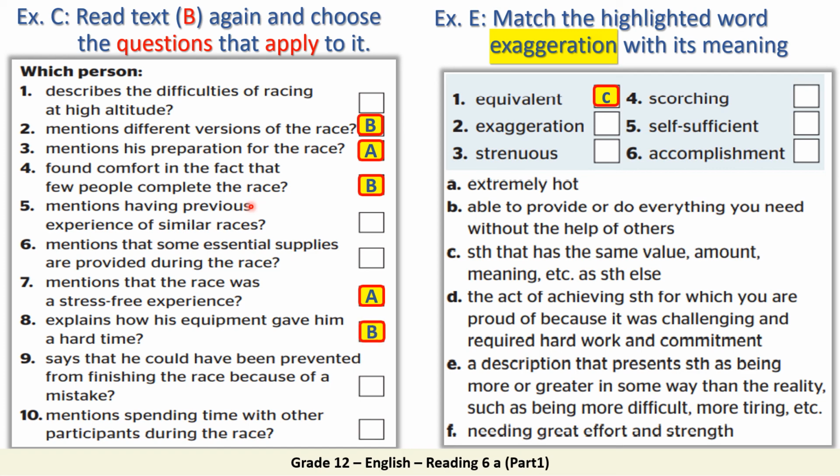How about the last one, which is number 8? He explains how his equipment gave him a hard time. We've just mentioned that the sled gave him a hard time. And the meaning of the word exaggeration is number E, which is a description that presents something as being more or greater in some way than the reality, such as being more difficult, more tiring, etc. Excellent work.